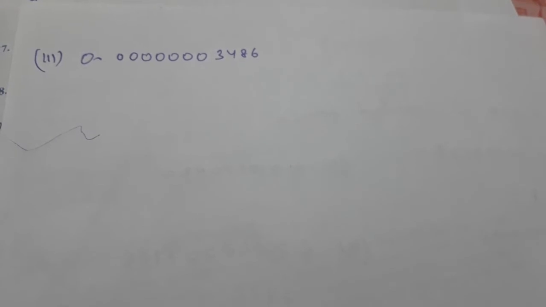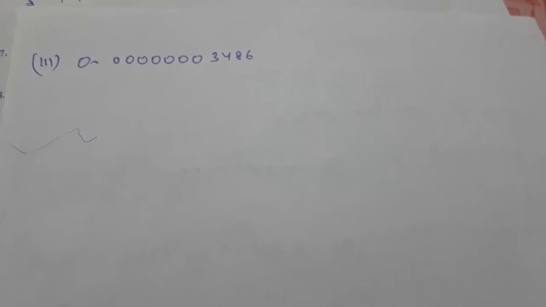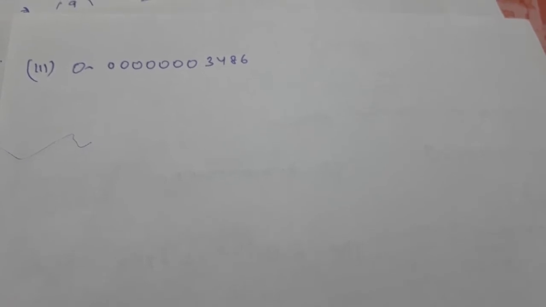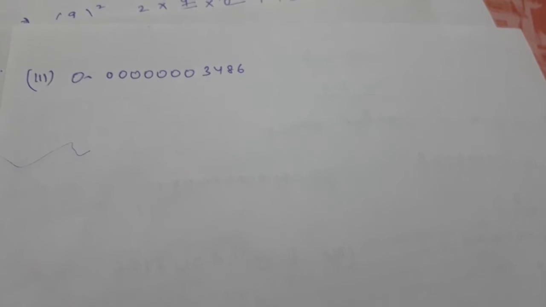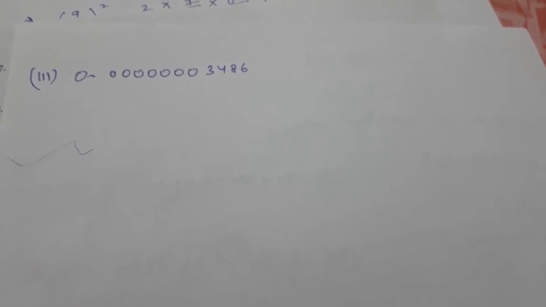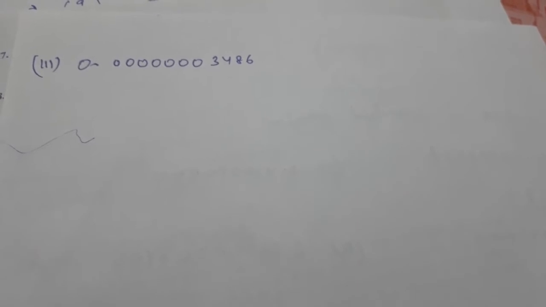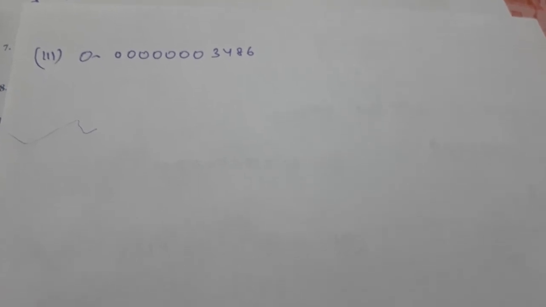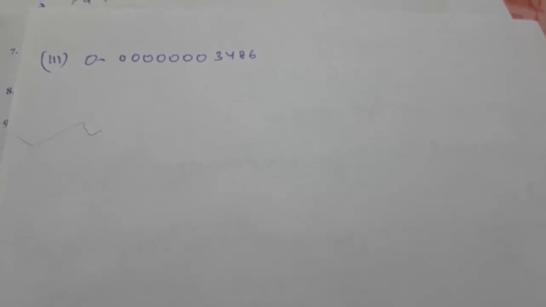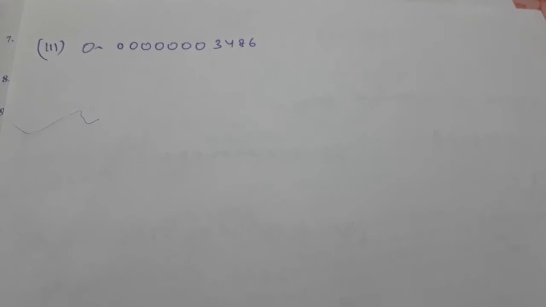In our third part, what we have been given? We have been given 0.0000003486, which is 7 times 0 and 3486. So how to change it into the standard form? We will proceed with the same steps or methods we have done earlier.